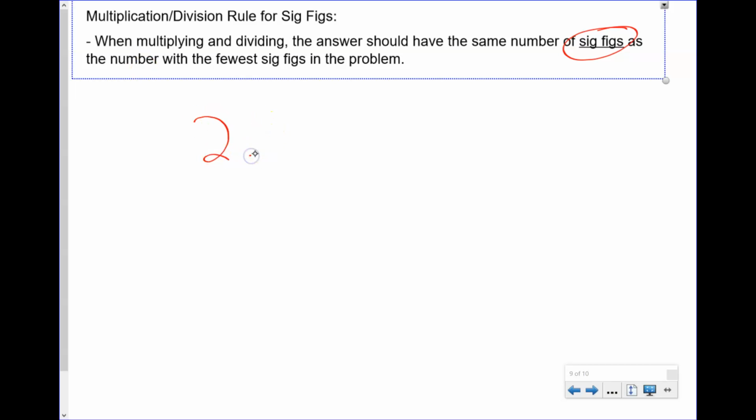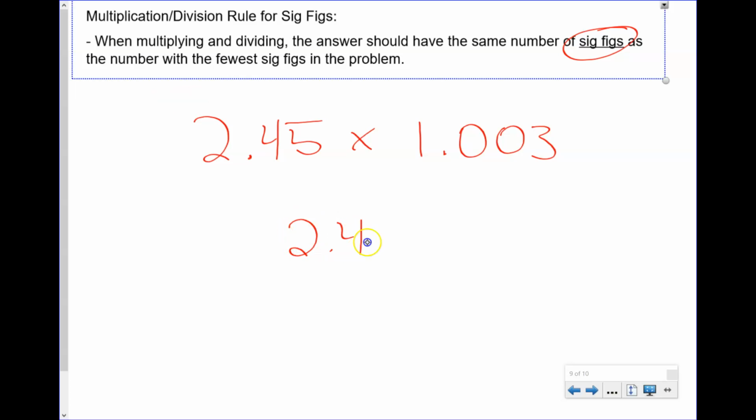So, 2.45 times 1.003. Okay, so I do the math just like I normally would. So 2.45, I'm plugging this into my calculator, times 1.003. And I get a full complete answer of 2.45735.